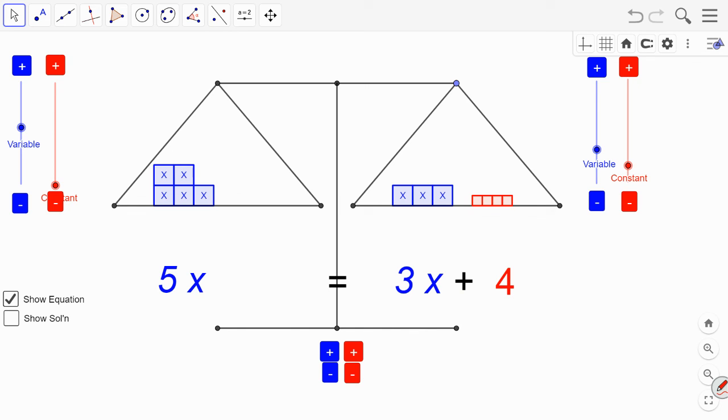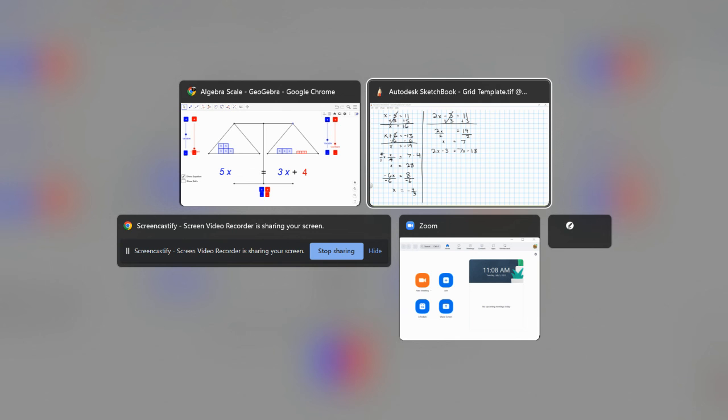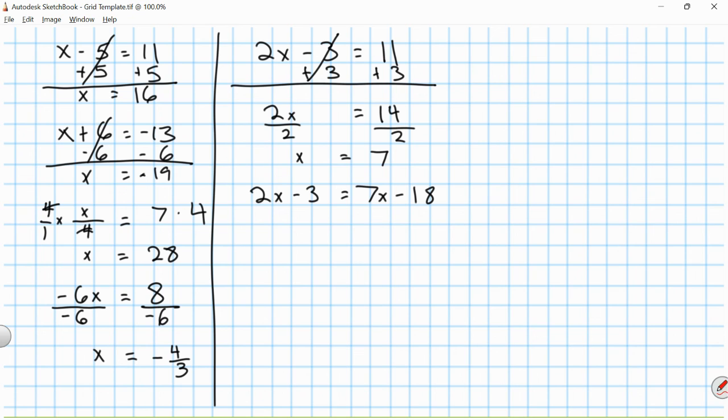Is that a problem? No. What's the solution to this problem? Subtract the 3x from both sides. You just take off the 3x's from both sides. Okay? So variables are just like constants. You can add and subtract whatever you want to both sides.